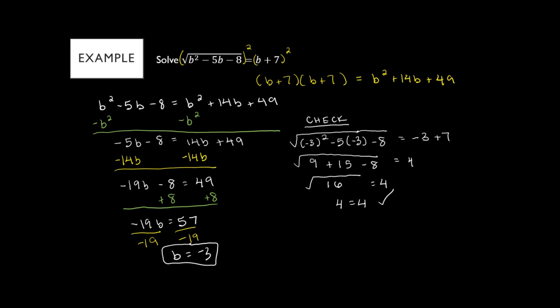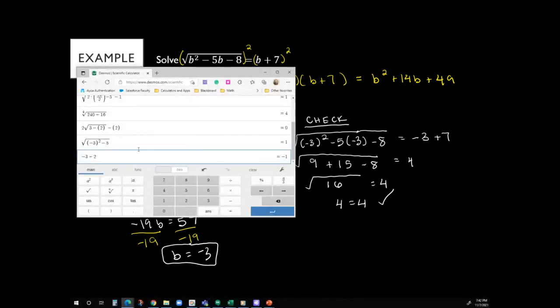And if you wanted to double check this with Desmos, we have to do the left side and the right side separately. So the left side, I can basically type in what I did when I plugged in negative 3. Make sure everything is still within the square root, so that gives you 4. And then on the right side, negative 3 plus 7 also gives you 4. So the left side equals the right side, and you've checked your answer.